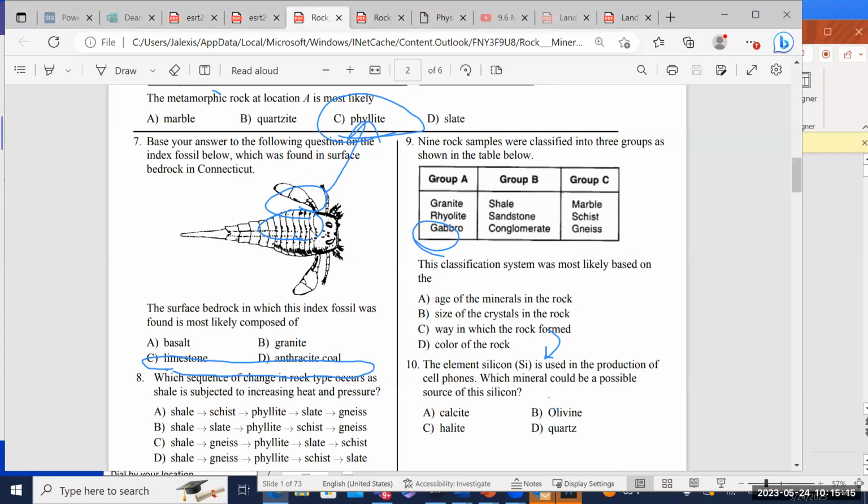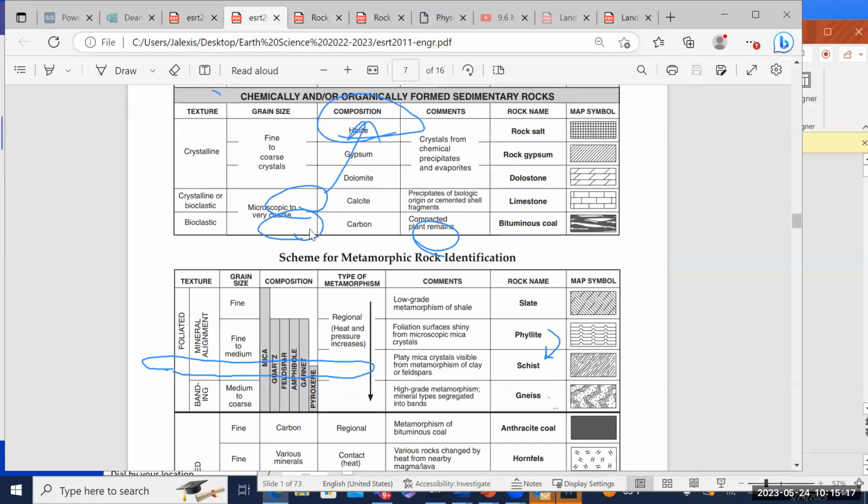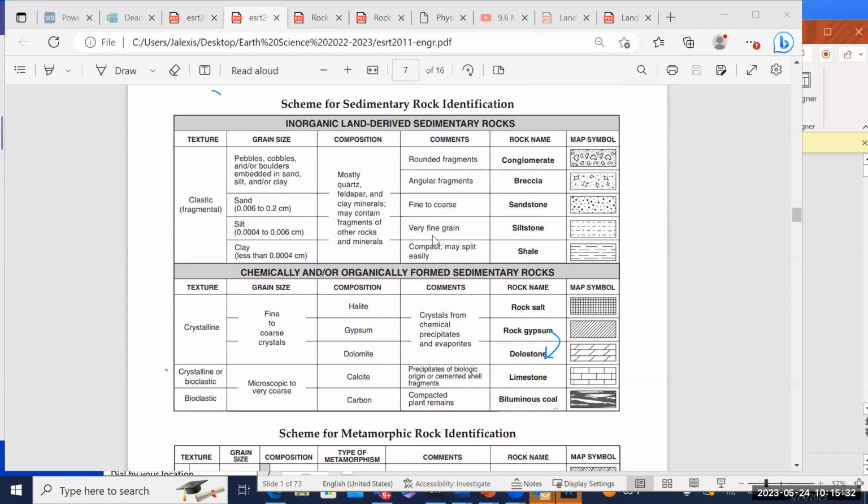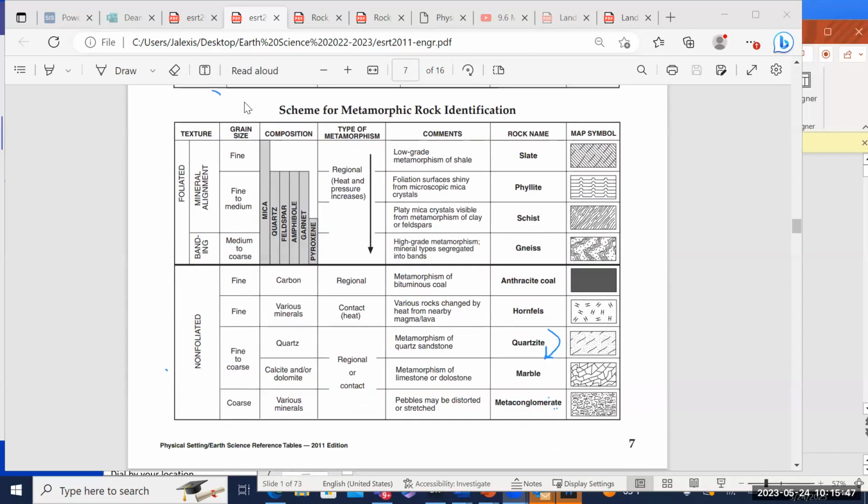When I take a look at shale, sandstone, and conglomerate, let's see, shale, oops. Shale, sandstone, and conglomerate. What do they have in common? They're all sedimentary rocks. I think I'm starting to see the pattern. Now the last group C, if you look on your paper, the 3 rocks it says is marble, schist, and gneiss. What do these 3 have in common?